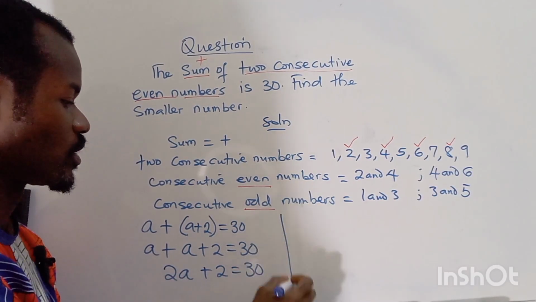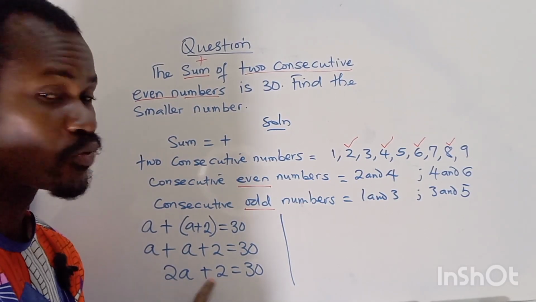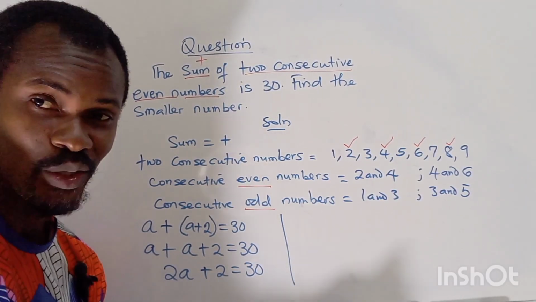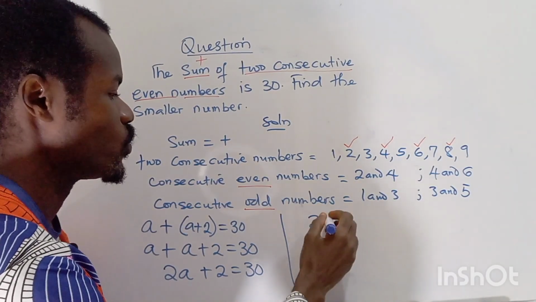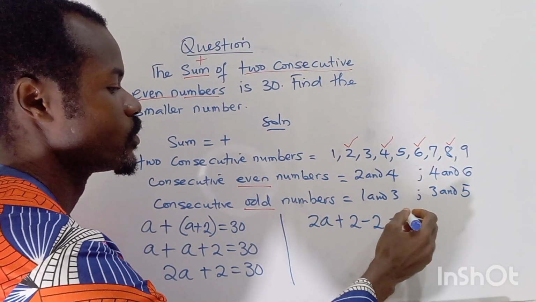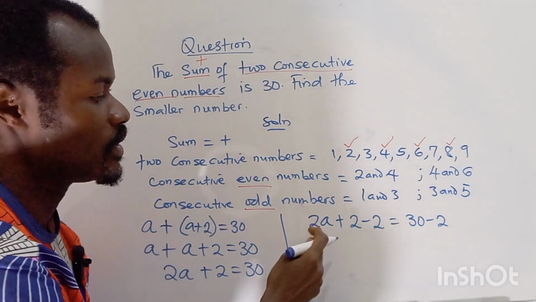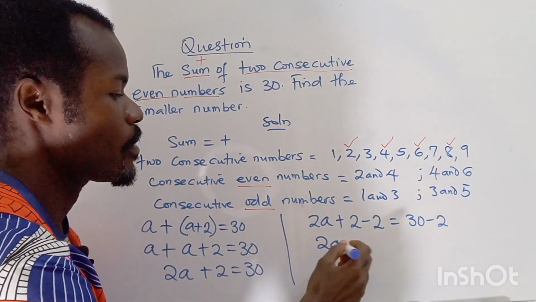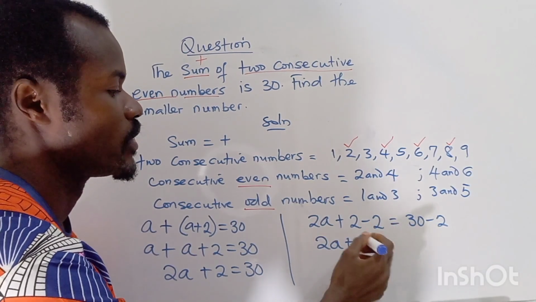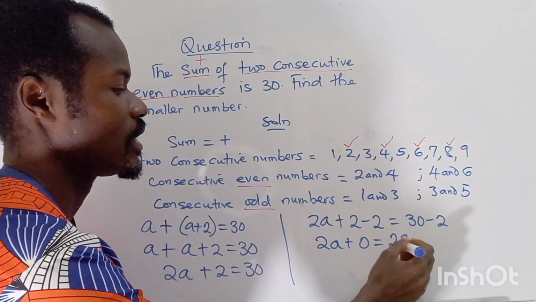30, right? Now from this, we can subtract 2 from both sides. This is now a simple equation. So I have 2A plus 2 minus 2, and we are going to get 30 minus what? 2. Okay, so this is 2A, plus 2 minus 2 is 0, which is equal to 30 minus 2, which is going to give us 28.